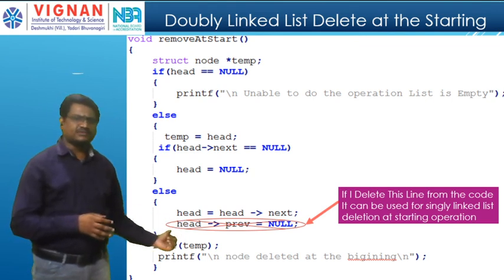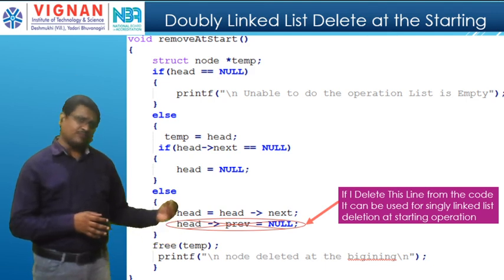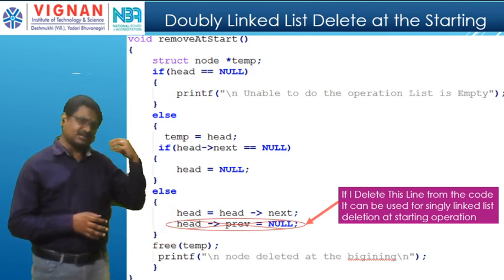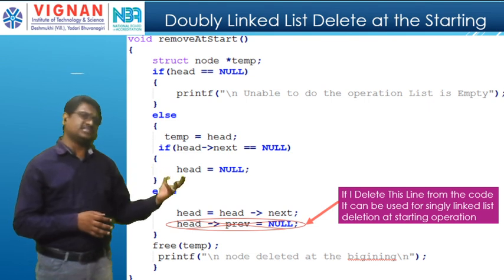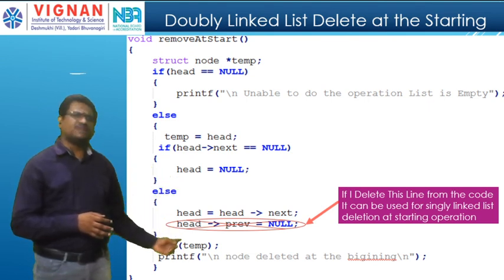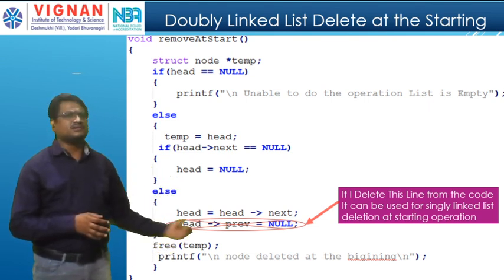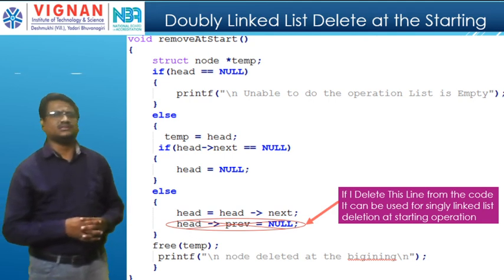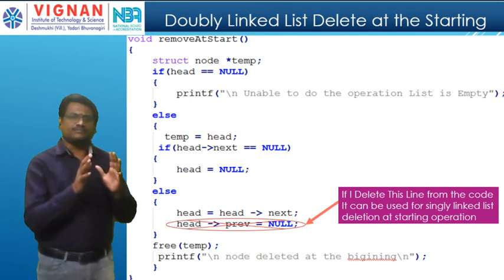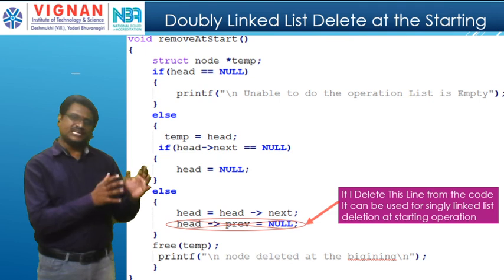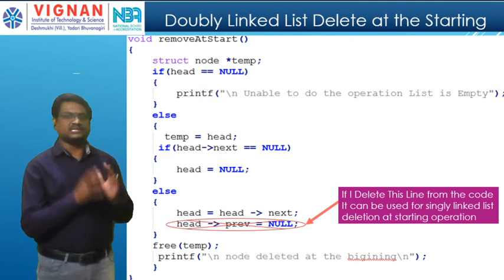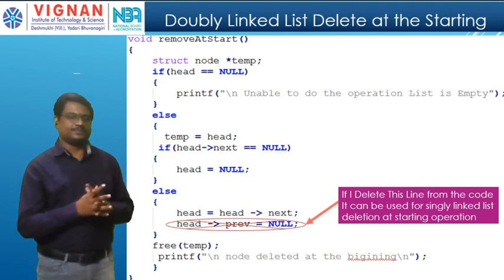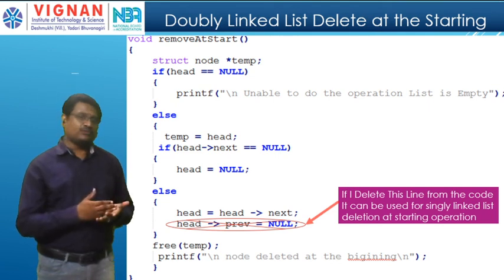Why did I delete this one? Because in a single linked list, I am not storing the previous element address. I am only storing the next element address. So if I delete that previous, then it automatically works for a single linked list. So with only one program, it can work for both single linked list and double linked list deletion at the starting. So I hope everyone understands. So now I'm moving forward.